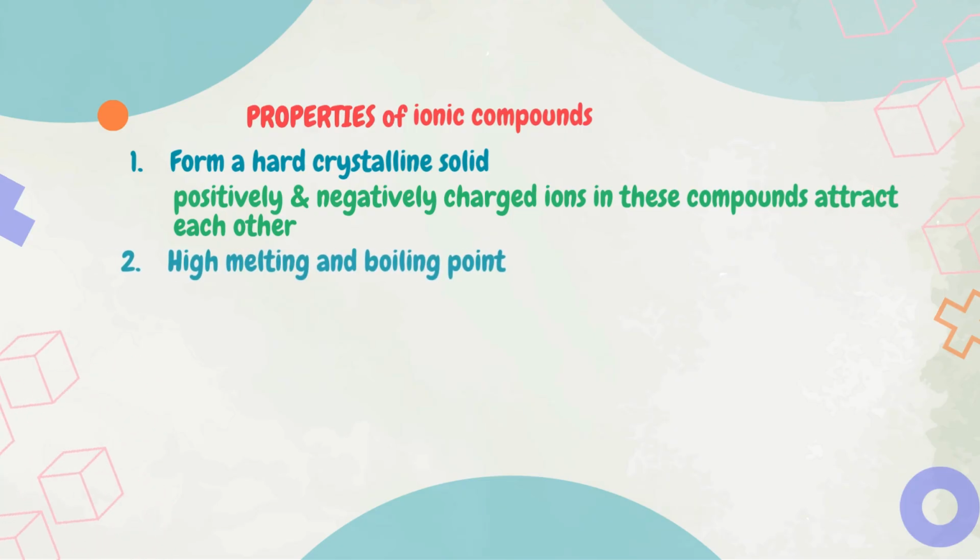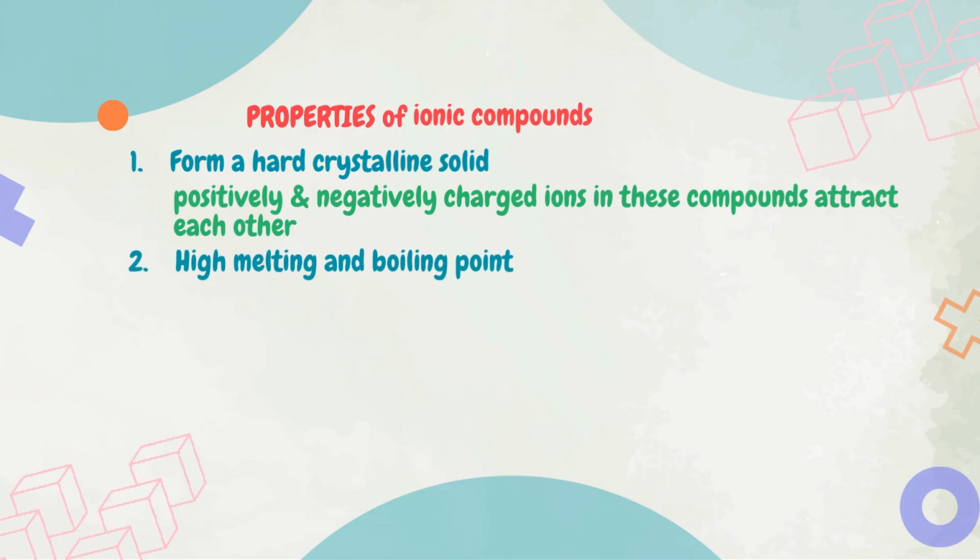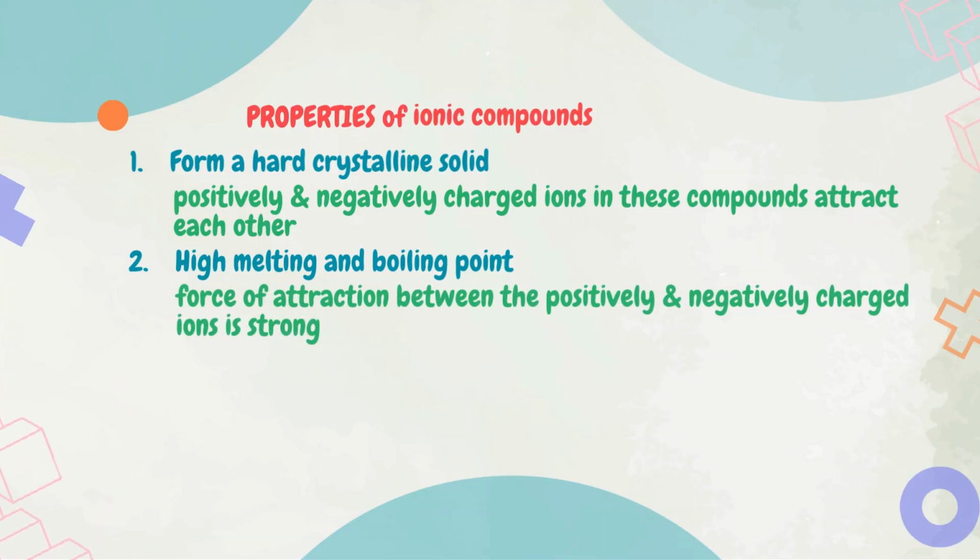Ionic compounds have high melting and boiling point. This is because the force of attraction between the positively and negatively charged ions is strong. Therefore, a large amount of heat is required to separate them.